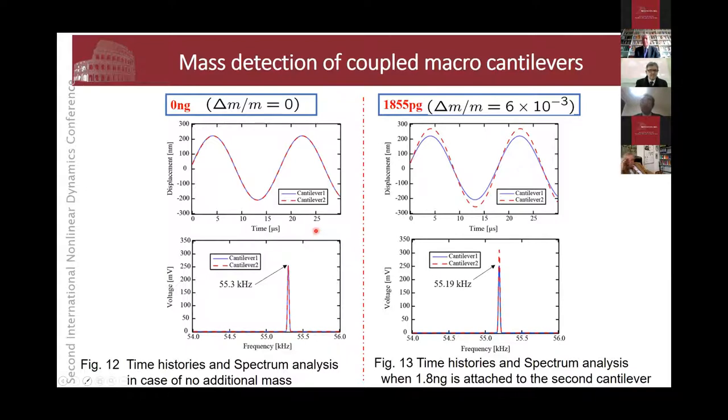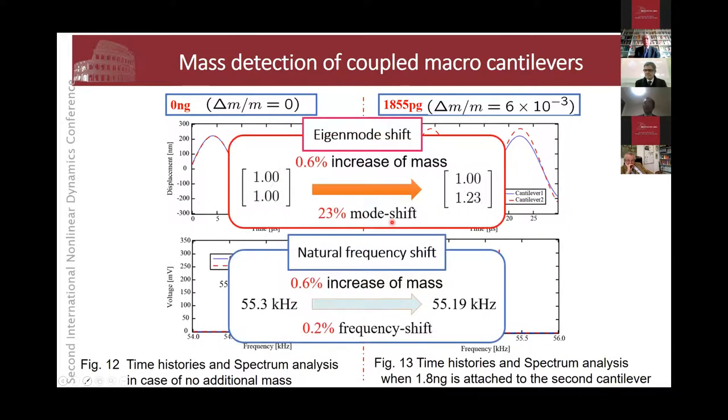Figure 12 shows the time histories and spectrum analysis of the self-excited cantilevers in air. In the case of no additional mass, the amplitude ratio is 1:1. Figure 13 is the case with the microsphere of 1.8 nanogram, where the amplitude ratio is 1.23. Hence, a 0.6% increase of the mass induced an eigenmode shift of 23%. On the other hand, the natural frequency shift in the conventional method was only 0.2%.